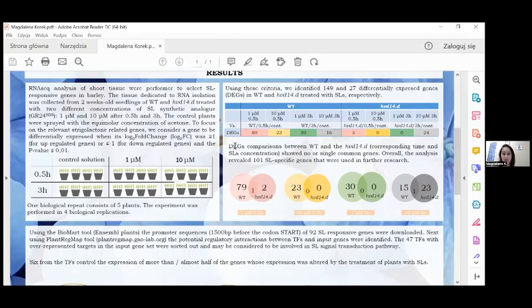After comparing the differentially expressed genes between the wild type and the mutant, we can observe that not a single gene, at the corresponding time and strigolactone concentration, was common for these two genotypes. Overall, summing up the genes which were altered with the strigolactone treatment in the wild type, which is 79, 23, 30, and 15, after removing the duplicated genes, we were able to detect over 100 strigolactone specific genes.